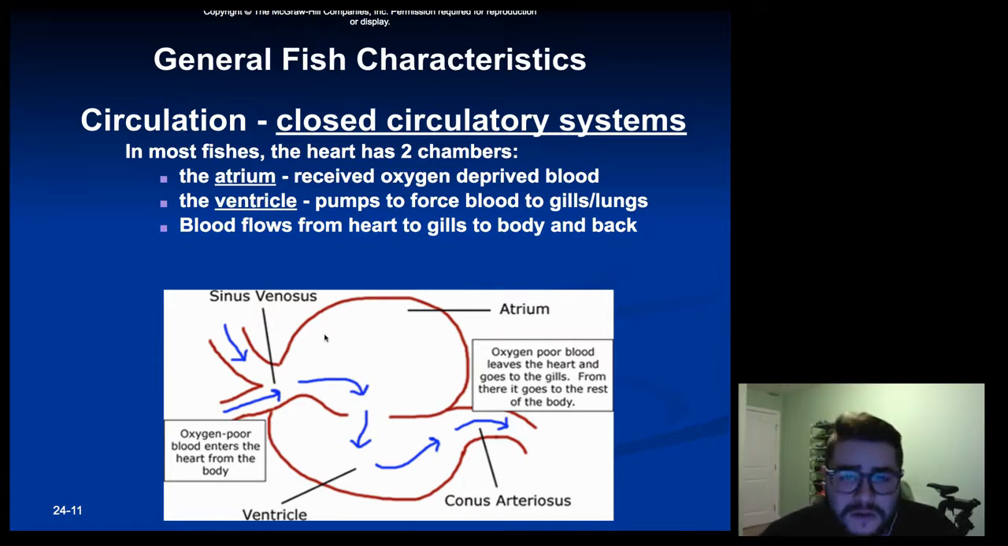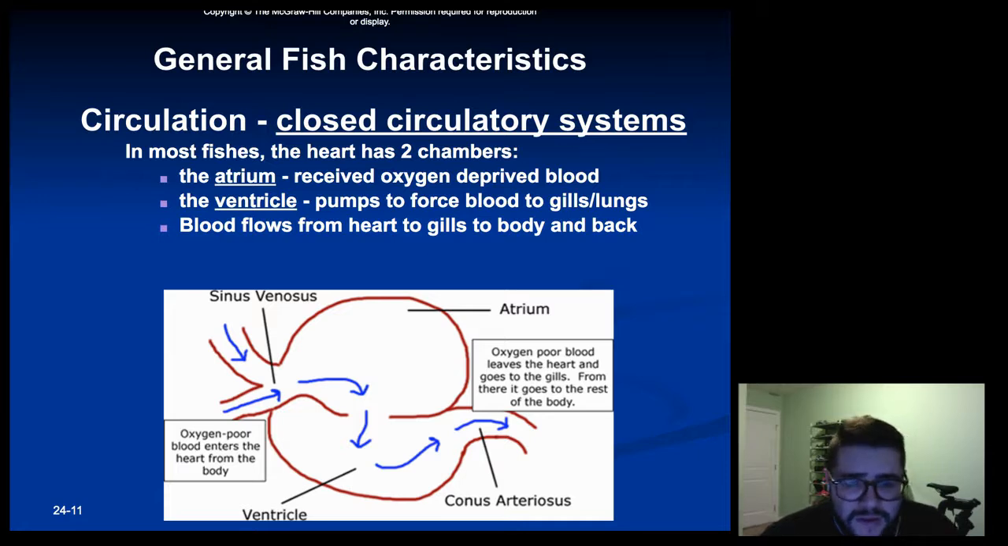Fish have a closed circulatory system, one of the few animals we've talked about this year with a closed circulatory system. And they have a heart that's split up into two chambers, an atrium and a ventricle. The atrium receives oxygen-deprived blood, and the ventricle pumps that blood to the gills, or lungs if we're talking about a lungfish. And then the blood flows from the heart to the gills, and then from the gills to the body, and then back to the heart. Right, so that's how it goes.